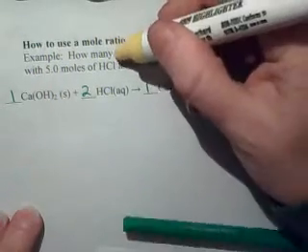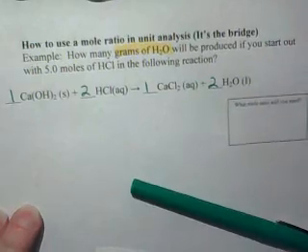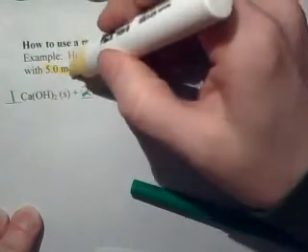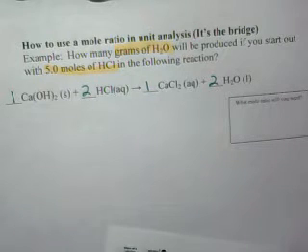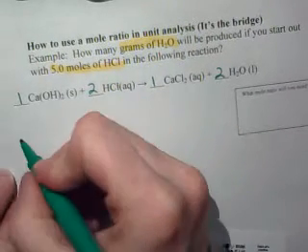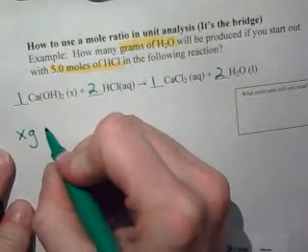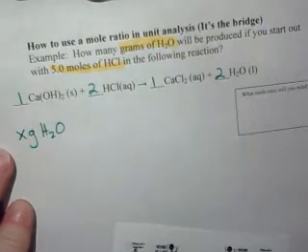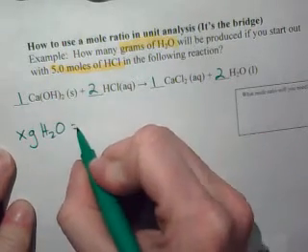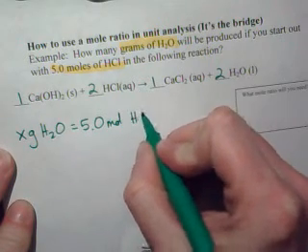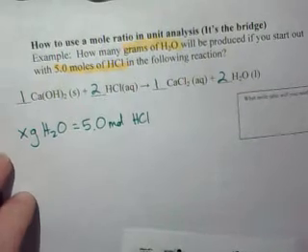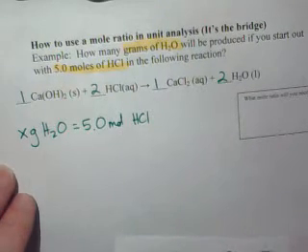It's asking how many grams of H2O are going to be produced if you start out with those 5.0 moles of HCl. So the first thing I need to do is write my setup. I have X grams of H2O, which is what I'm trying to find, is equal to 5.0 moles of HCl. So in this case, it's a little bit more complicated.